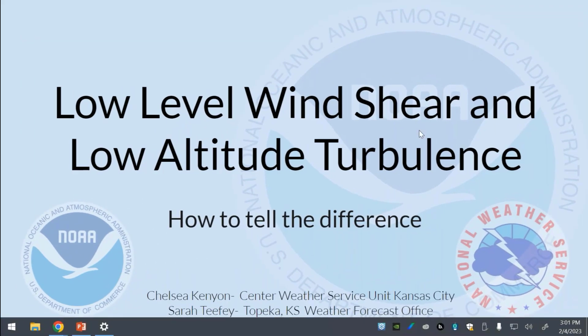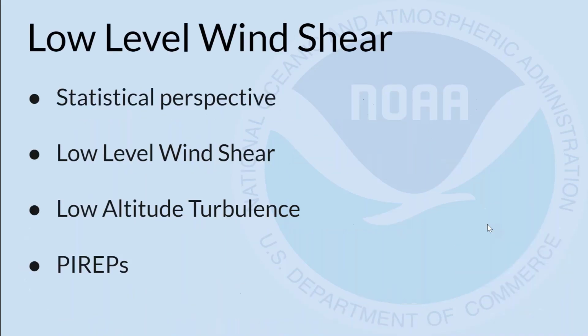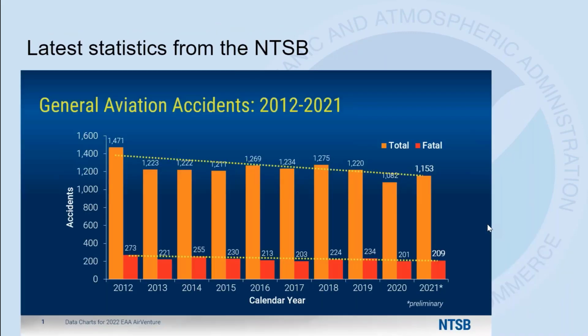So we're going to start off here with low-level wind shear and low-altitude turbulence, and how to tell the difference. There's a lot of questions sometimes about this and how that is supposed to be handled. So we'll start with the statistical analysis, kind of lay the table for you here. Looking at the general aviation accidents over the last 10 years or so. This was actually recently released at Oshkosh this past year by the NTSB, if you were there.